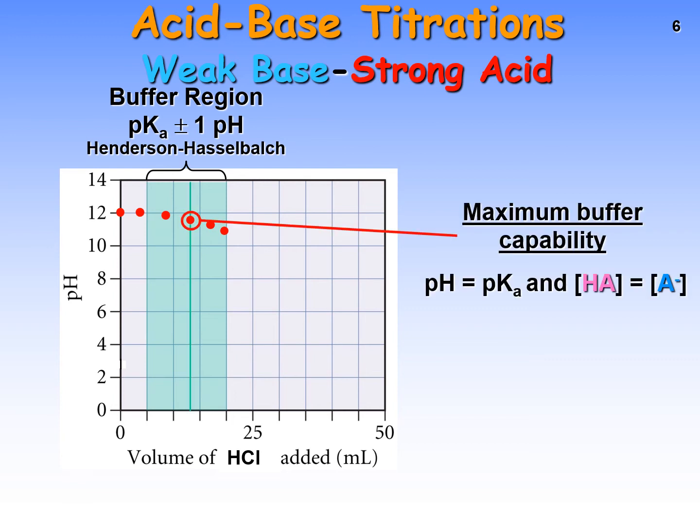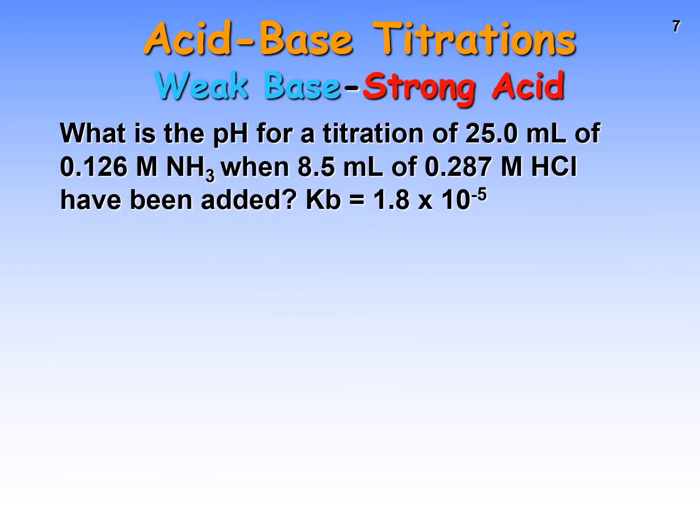So, one of the things you should also know is that pH is equal to pKa when both HA and A minus are equal to each other. Now, that situation occurs when we actually reach half of the equivalence volume. So if we measure the equivalence point volume and divide by 2, then at that halfway point between the initial point and the equivalence point, our pH will be equal to pKa.